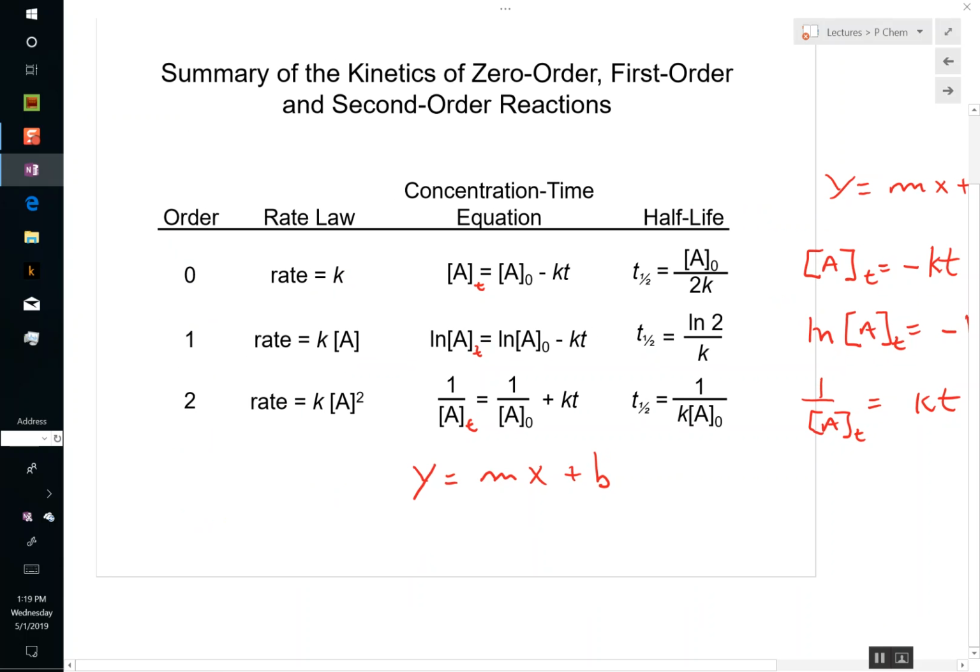All right. 0, 1, and 2. We're going to talk about other things, pseudo first order, and we're going to talk now about first order in 2 reactants. So here, even here, talking about a second order, it's second order in 1 reactant.